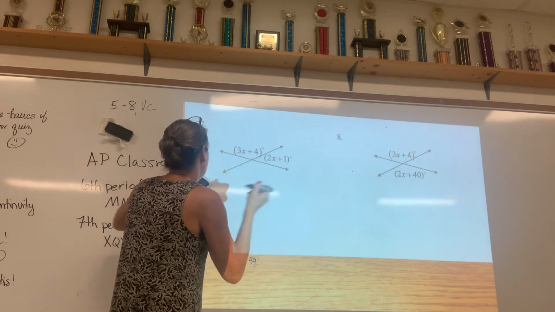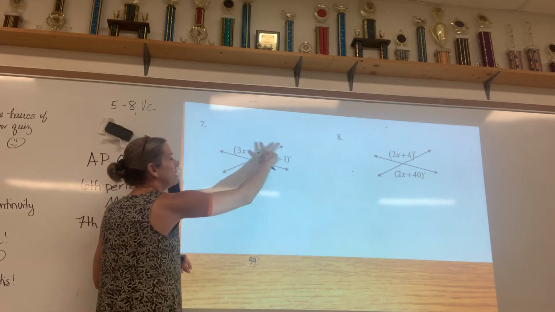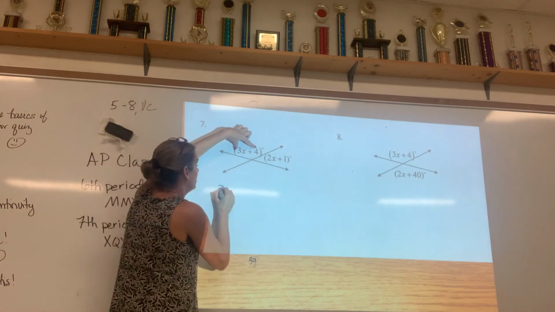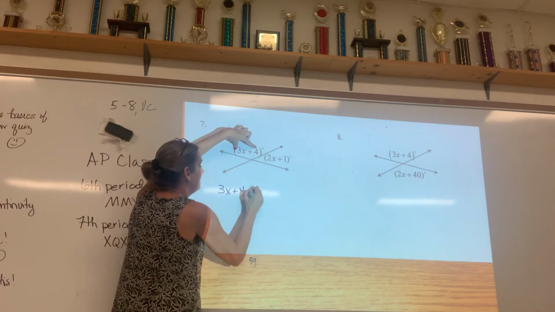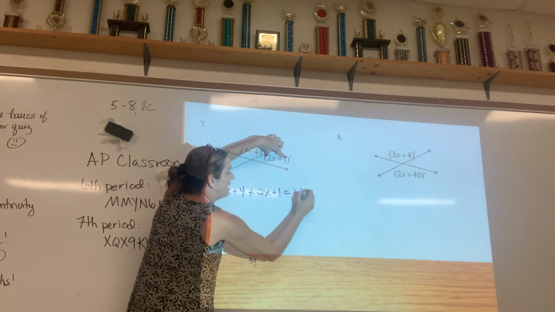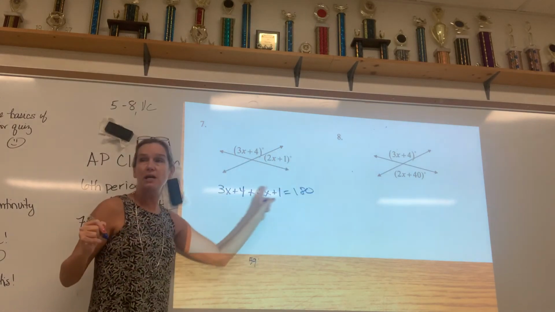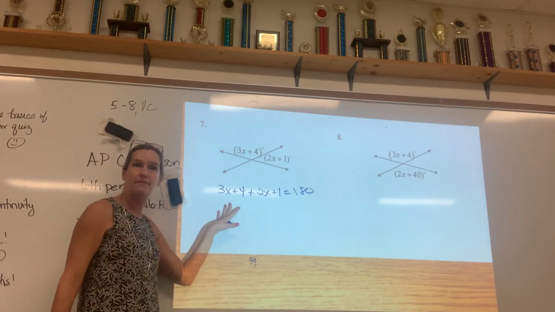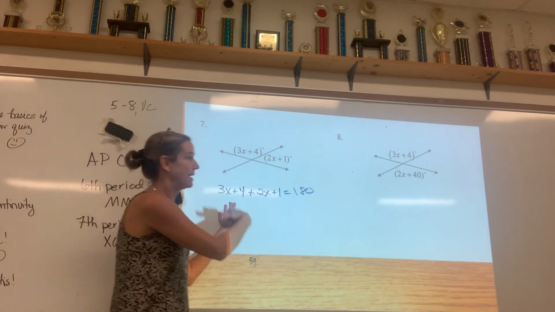So you should have hopefully said this junk plus this junk equals 180. Okay, so this junk, 3x plus 4, plus this junk equals 180. The first step is the geometry knowledge. From there, we'll do algebra. Do you understand the first step? Okay, we'll come back to solving.